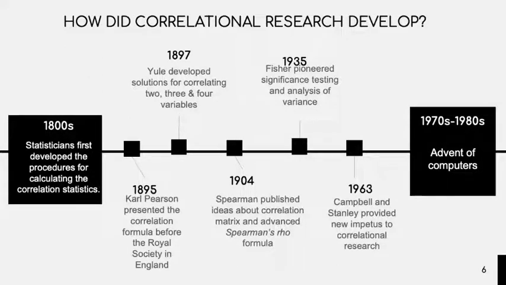You might be wondering, how did correlational research develop? Historically, correlational research developed based on the origin and development of the correlation statistical test, and also the procedures for using and interpreting the test. In the late 19th century, statisticians first developed the procedures for calculating the correlation statistics. And during the last half of the century, Karl Pearson presented his correlation formula before the Royal Society in England.